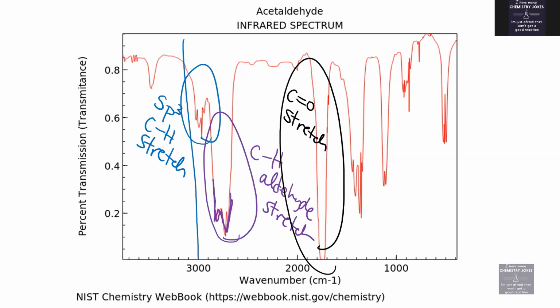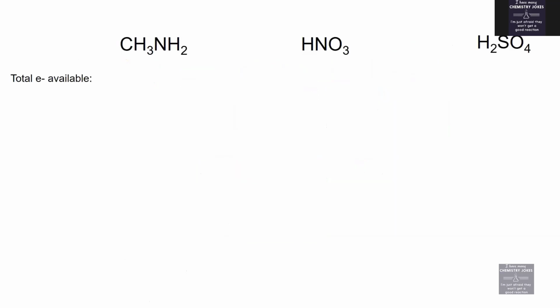Anything and everything, any and every functional group that has a C double bond O will have a C double bond O stretch in that region. Awesome. Okay, so we've drawn today an alcohol, an ether, and an aldehyde.